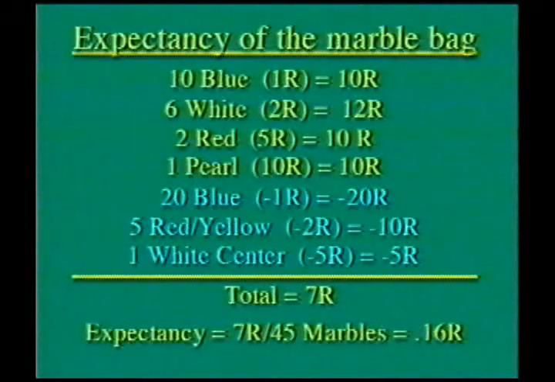The expectancy of the marble bag is equal to the sum of the R values of each marble divided by the total number of marbles. Thus, the expectancy of the marble bag is 0.16 R. In other words, you can expect to make 0.16 times your risk for each marble draw on the average.